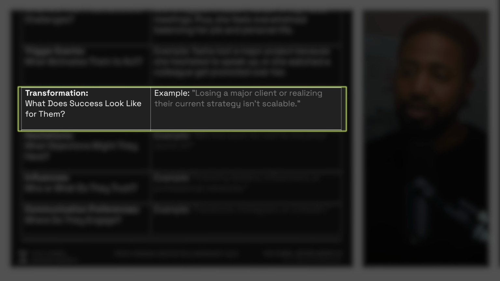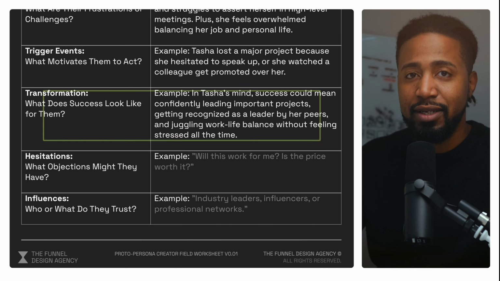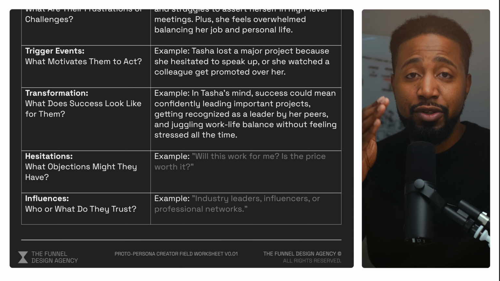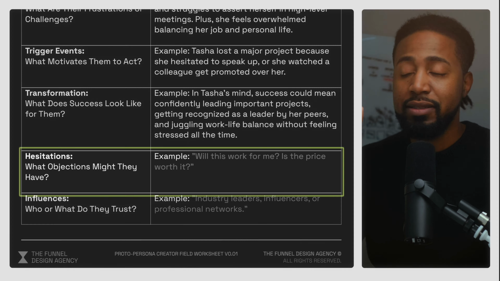So with transformation, the question we answer here is, what does success look like for them? In Tasha's mind, success could mean confidently leading important projects, getting recognized as a leader by her peers, and juggling work-life balance without feeling stressed all the time. When you articulate this transformation, you're going to be able to position your coaching as a bridge from point A to point B.